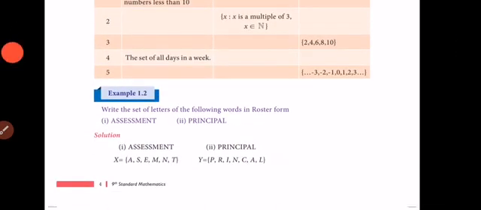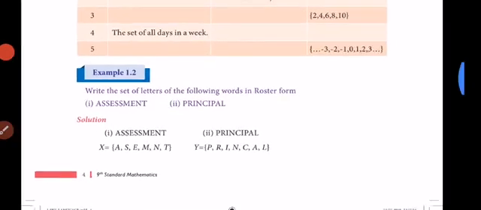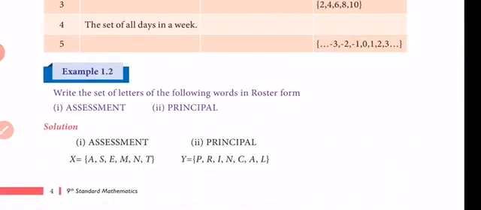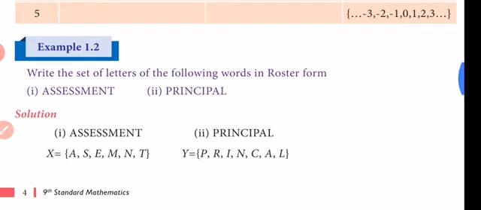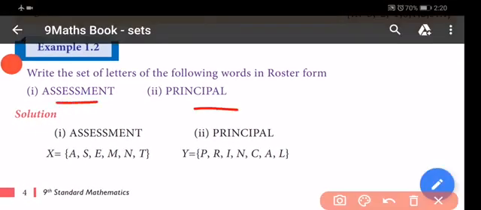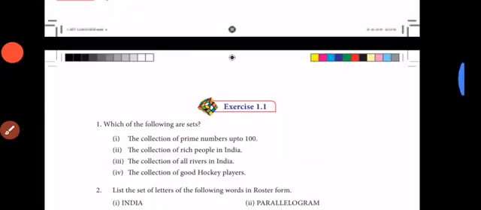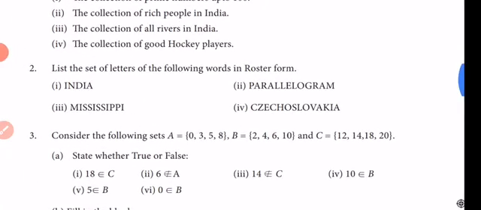Okay students, then example 1.2: write the set of letters of the following words in roster form. So give two examples, assessment and principal. Already we have written in the note. Yes, there are 4, but only once we write in the sheet. So you have already finished this homework. Next we are going to discuss the exercise.